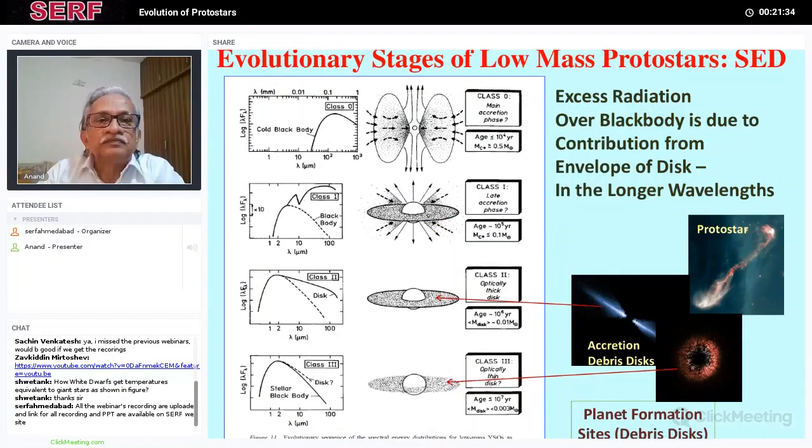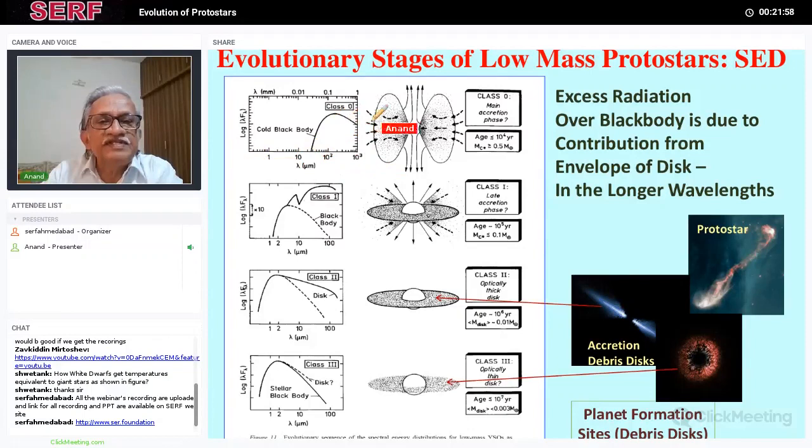Now this is the evolutionary stages of low mass protostars. We'll talk something about the low mass stars and then go to the high mass stars. This is a spectral energy distribution in which the flux F lambda is plotted against lambda. You can see in the very beginning stage, when the star is still accreting matter, I have shown you one example also, the core of such a protostar.